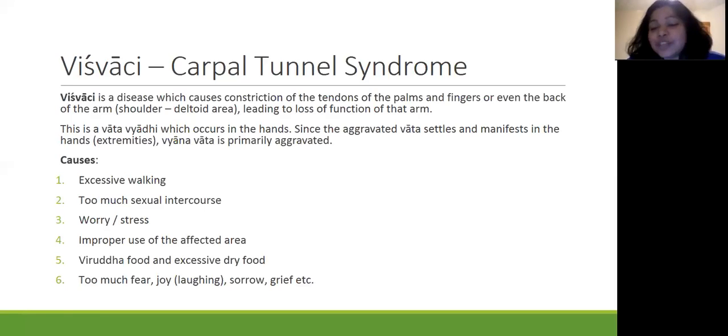So if it's not just a little bit of joy or good joy or a little bit of laughing, but if it's excessive for a long period of time at one go, then yes, it can cause an aggravation of Vyanavata. It can cause an aggravation of Vata. So here we're not looking at it specifically only for the hands. But as we know, when Vata gets aggravated, it doesn't necessarily have to start here. It can start from the GIT. It can start anywhere else.